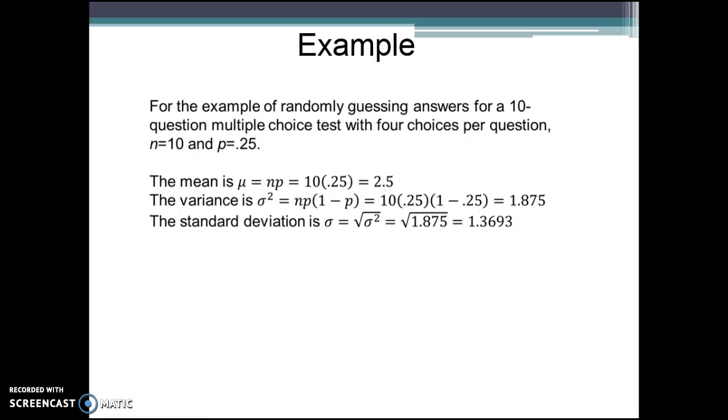So if we look at the example for the multiple choice test, the mean would be number of trials, which is 10, times probability of success, so 0.25. So on average, you'd expect to get 2.5 questions correct out of the 10. So the variance then is going to be n, which is 10, times 0.25, times 1 minus p, so times 1 minus 0.25. So the variance is 1.875. And then to get the standard deviation, you just take the square root of 1.875 and get 1.3693. All right, so that's it.